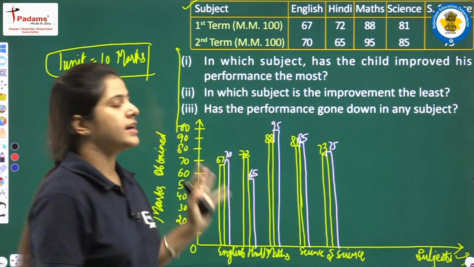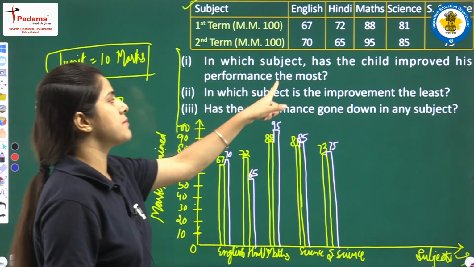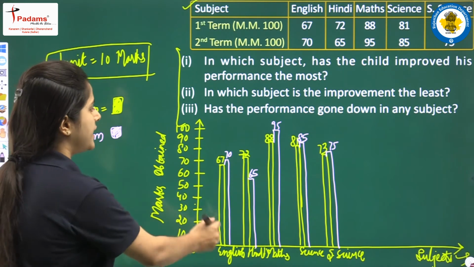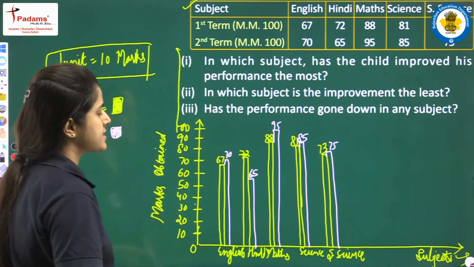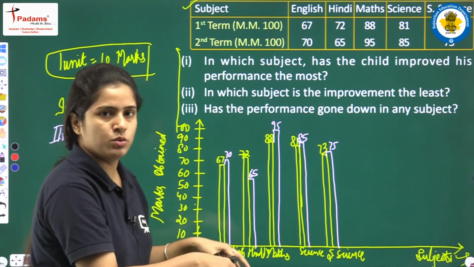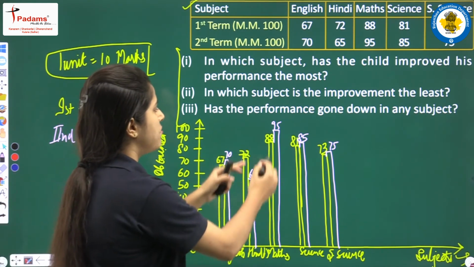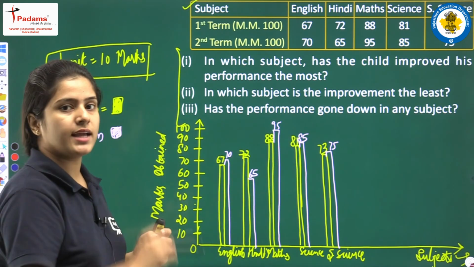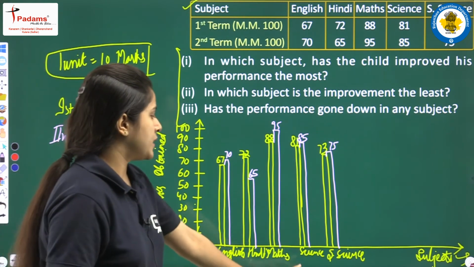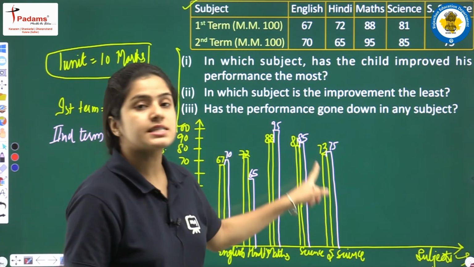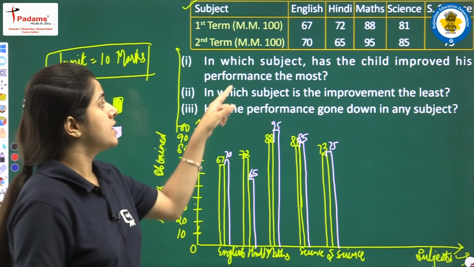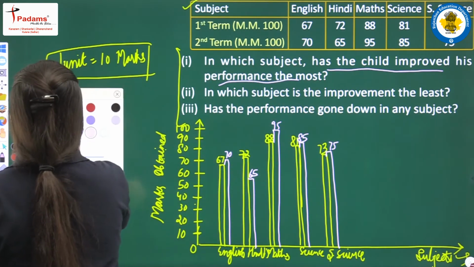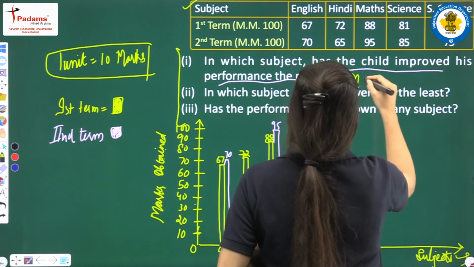So students, the first thing that is asked from us is, in which subject has the child improved his performance the most? Basically, in English, he has improved by 3 marks. In Hindi, he has gone down, from 72 to 65. And in maths, he has improved from 88 to 95, that is 7 marks. In science, he is improving by 4 marks, and in social science, by 2 marks. So the maximum: the child improved his performance the most in mathematics, students.